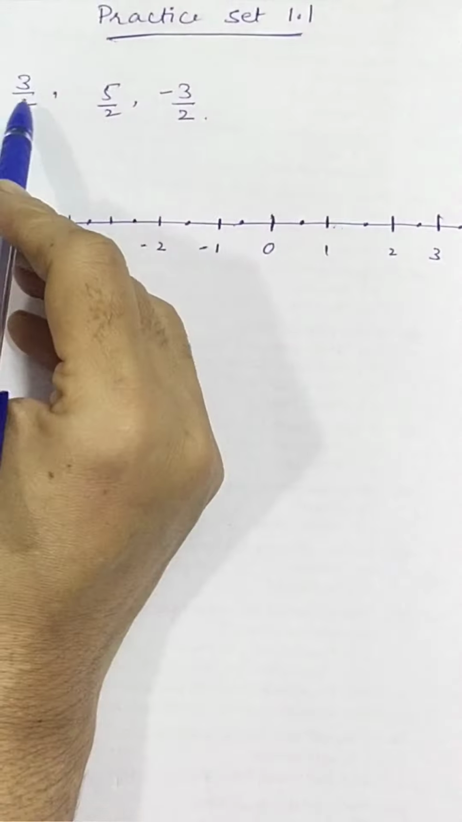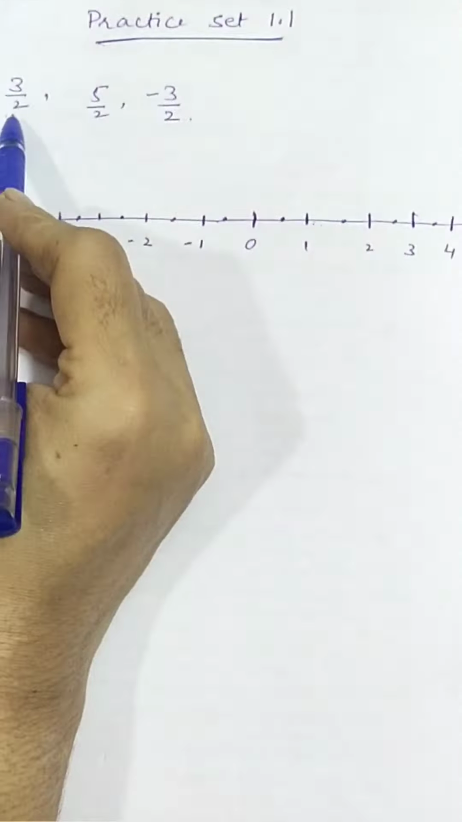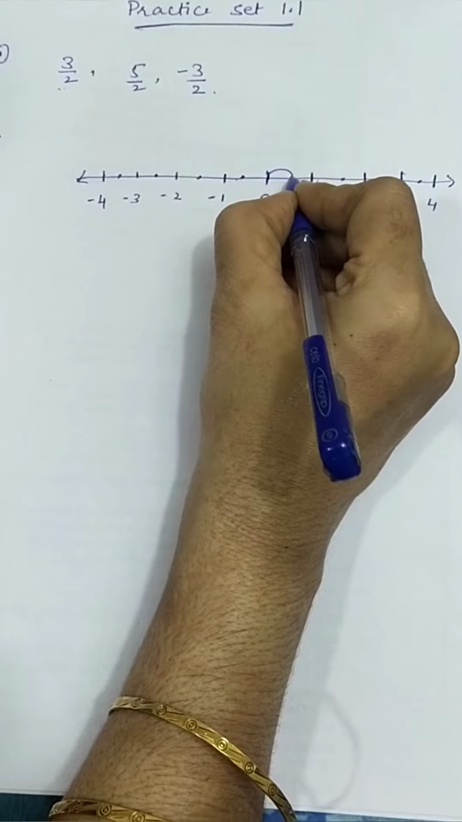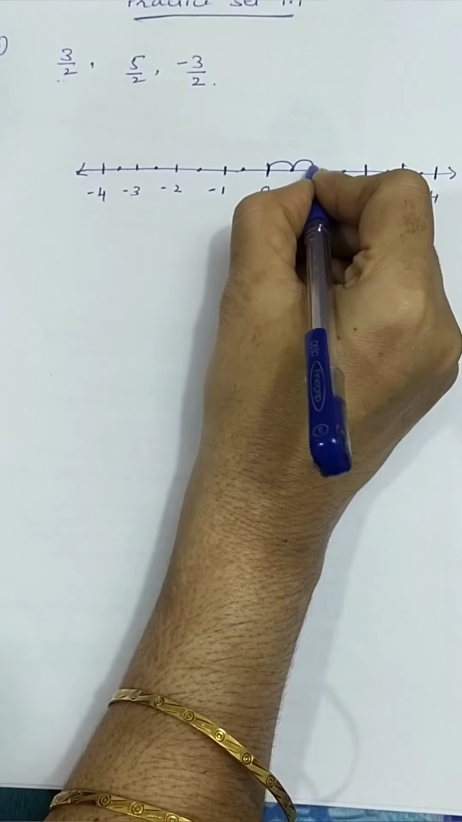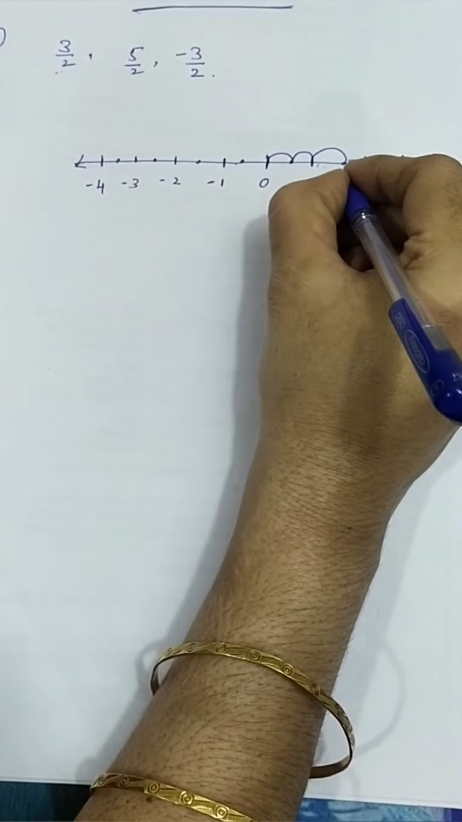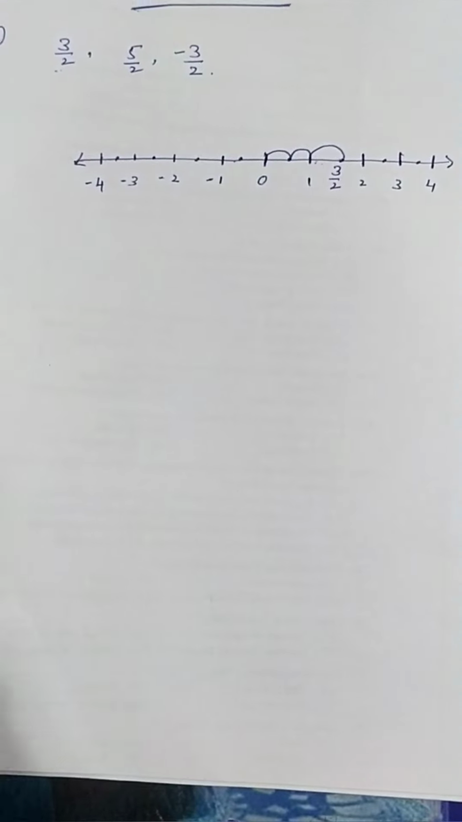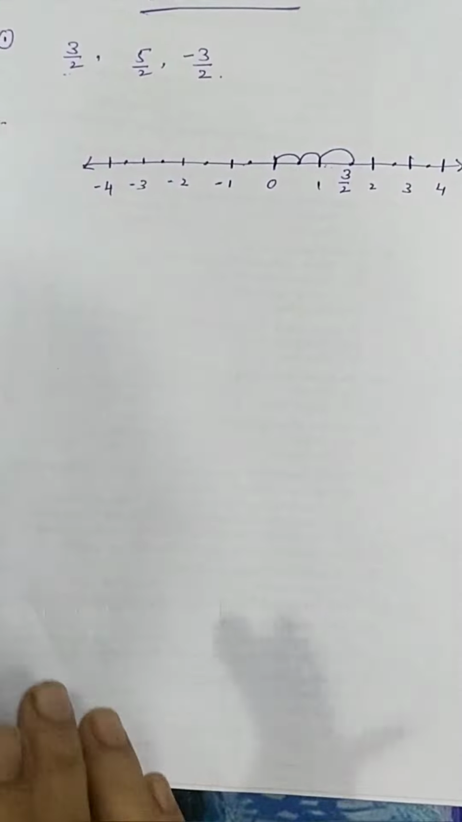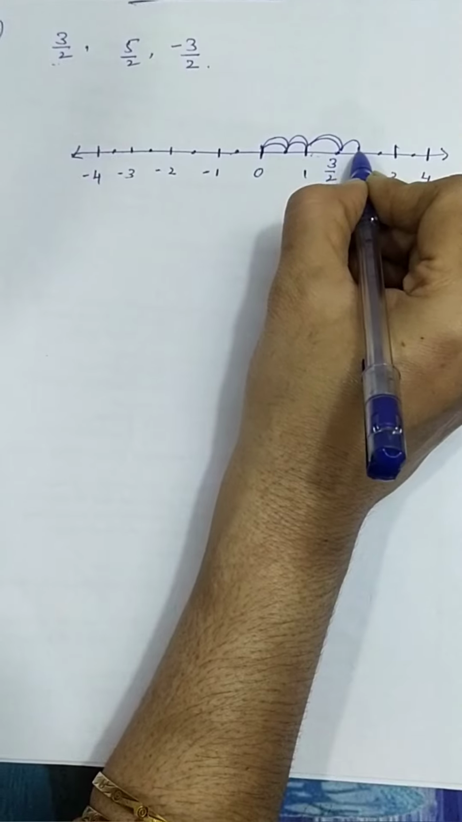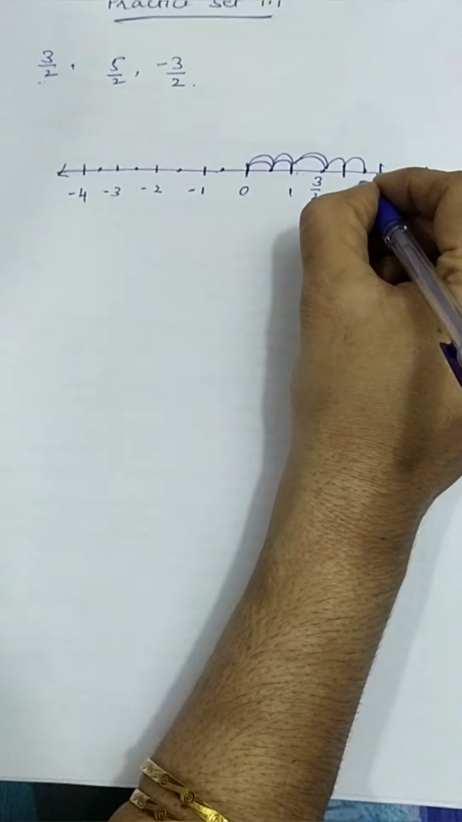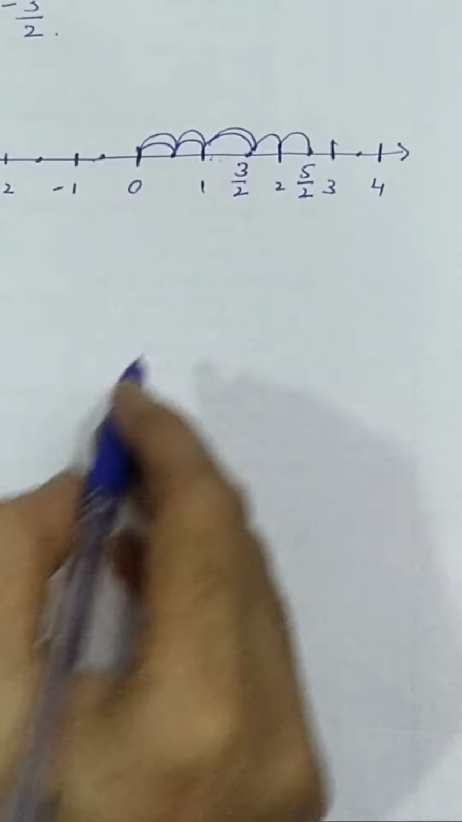Now we need to show where 3/2 is located. 3 means from 0 we will count. This is a positive number, so we will count after 0. So from here 1, 2, this is 3. So 3/2 will be located here. Next 5/2, the same way, 1, 2, 3, 4, 5. So 5/2 will be located here.